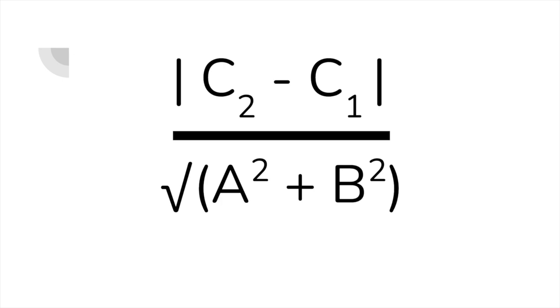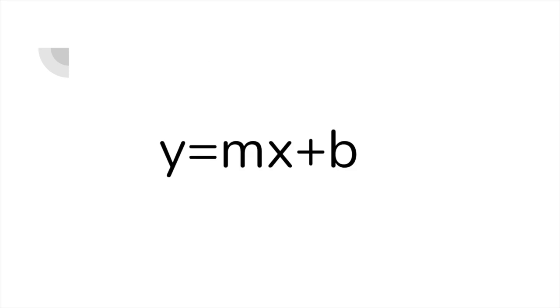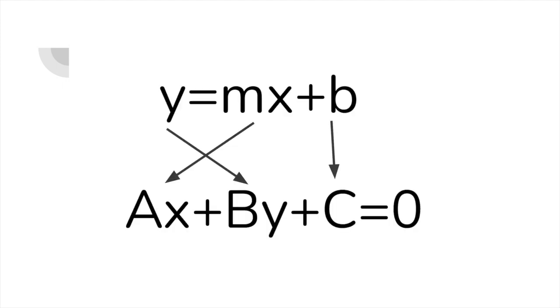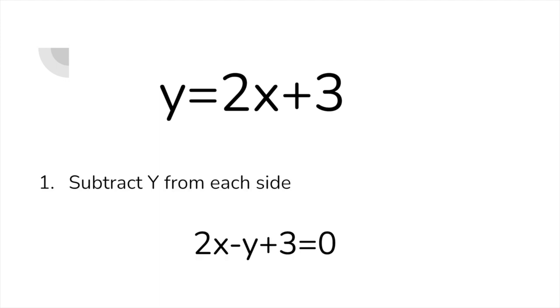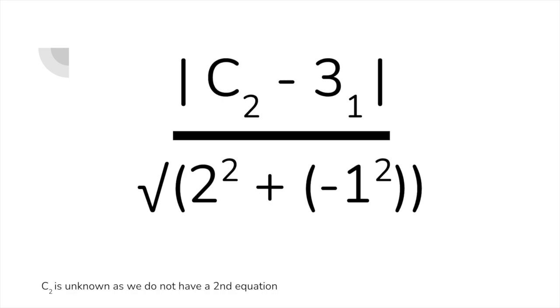You might be wondering how we would get these values. Many people are familiar with the slope-intercept form y is equal to mx plus b. This is basically that formula, but we arrange it into the standard form, and we use ax plus by plus c is equal to 0. If we had the equation y is equal to 2x plus 3, we could rearrange it into 2x minus y plus 3 is equal to 0. Then, we would plug these numbers into the formula.